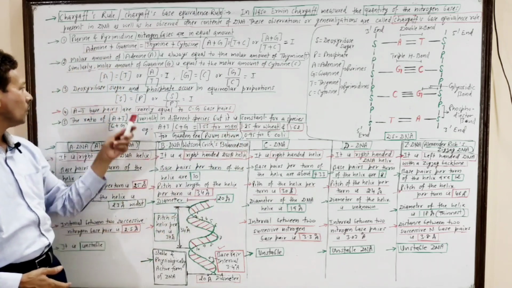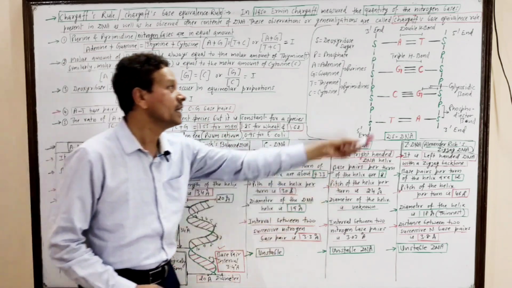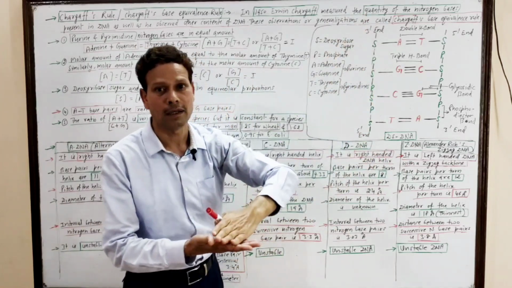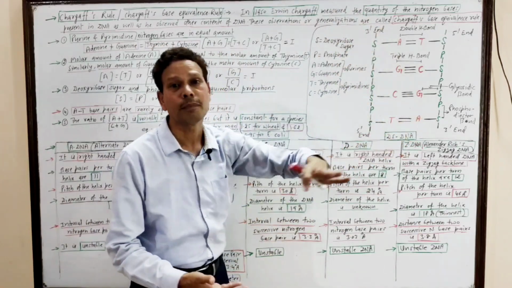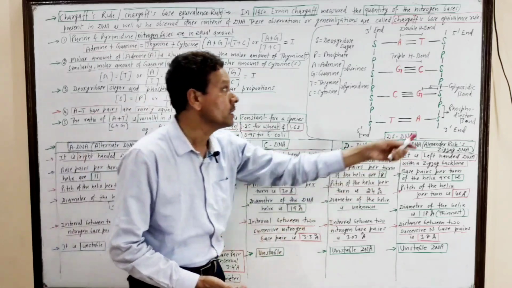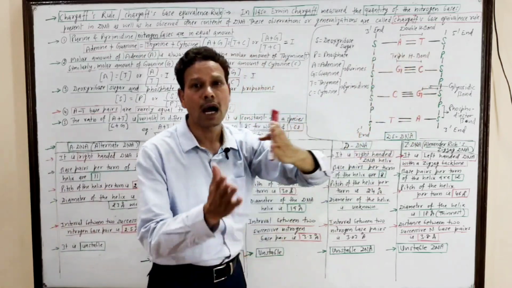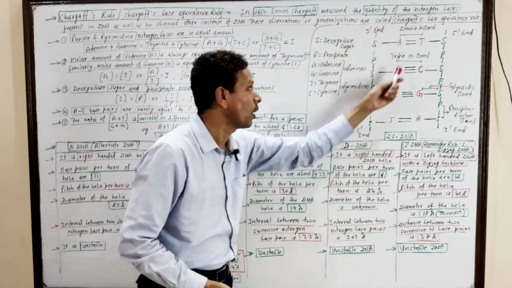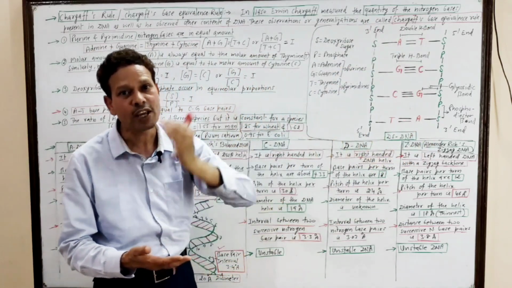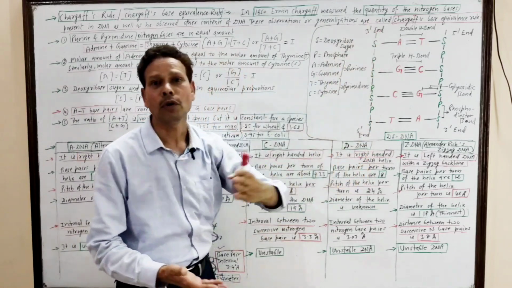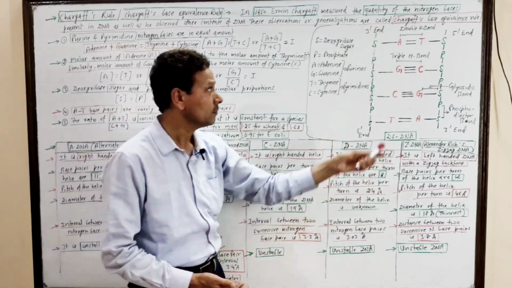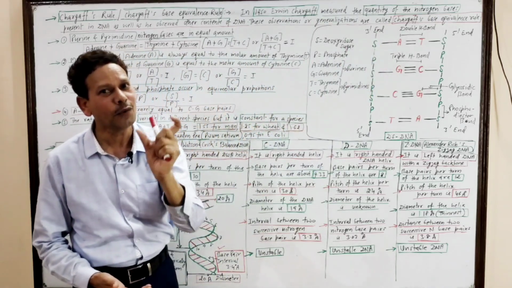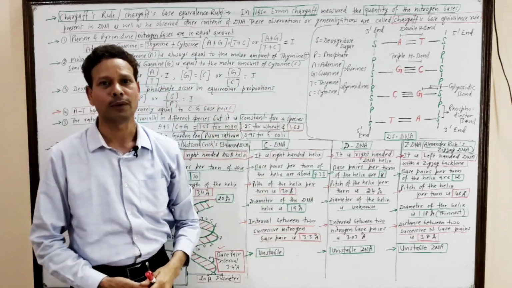Point number three, in this DNA molecule, both strands run parallel. This entire structure becomes ladder-like because these nitrogen bases are interlinked by hydrogen bonds, and the phosphate and sugar molecules of each chain produce the backbone of the DNA. Here the number of sugar molecules is equal to the number of phosphate molecules.